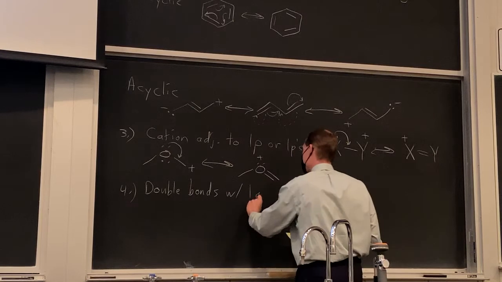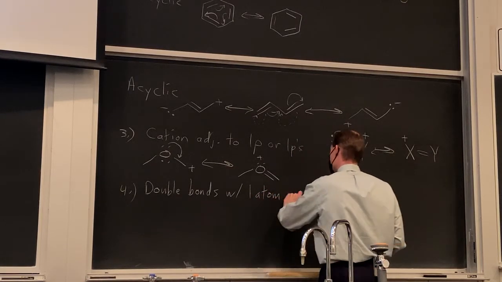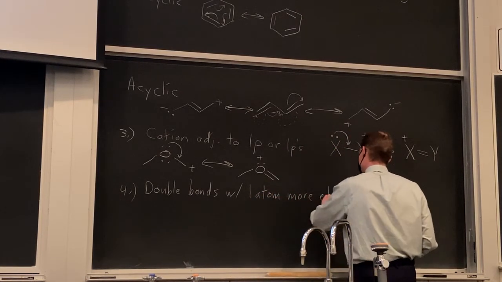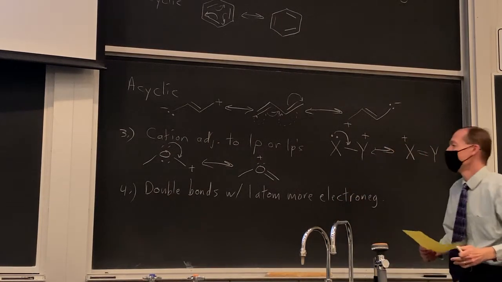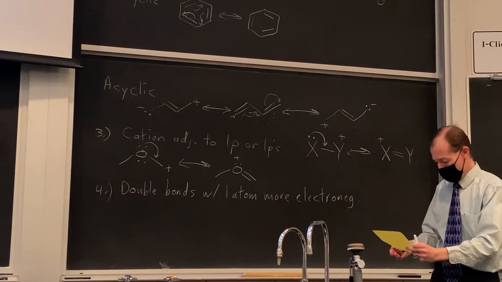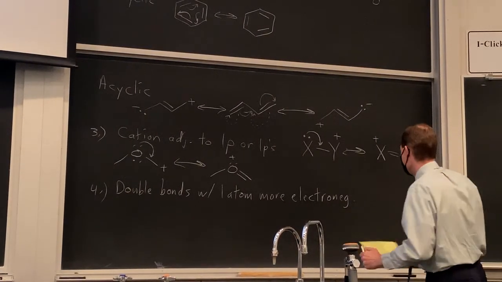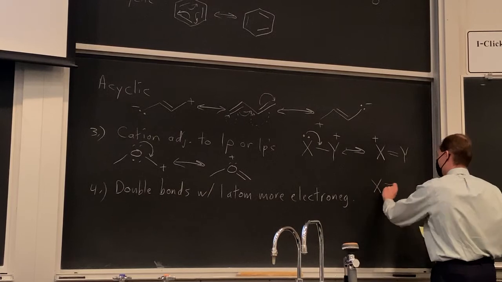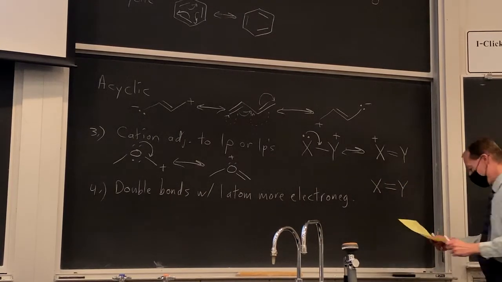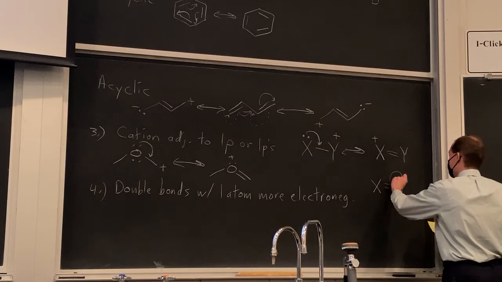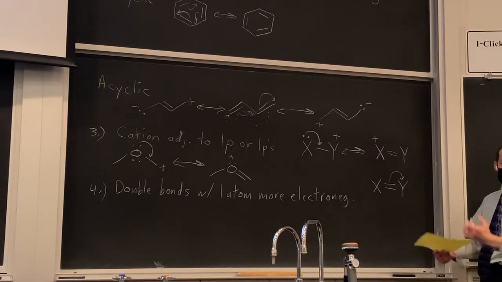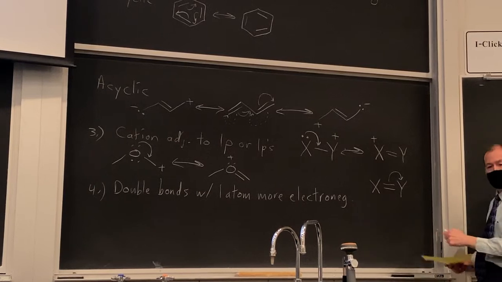with one atom more electronegative than the other. Okay? So two different atoms of differing electronegativities. So XY would be that scenario. And let's say that Y is more electronegative than X. Y is going to be pulling on the electrons, those pi electrons, more strongly than X will.